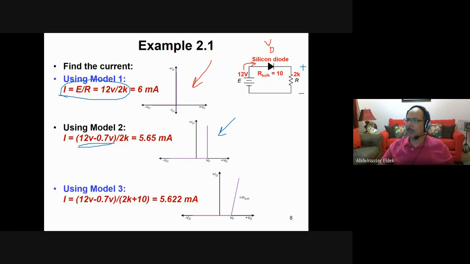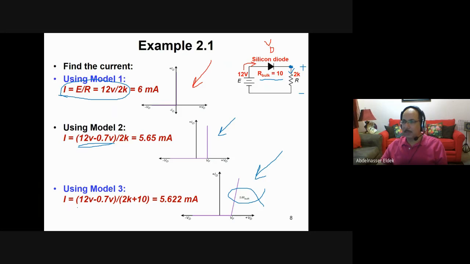The second model here is what? If you want to calculate the current in the resistor, then you need this voltage here. Or you have a resistance here, this R bulk. So you have to consider the resistance also. In the second one, you don't have a resistance. R bulk is not considered. But in the third one here, you have to consider this R bulk.